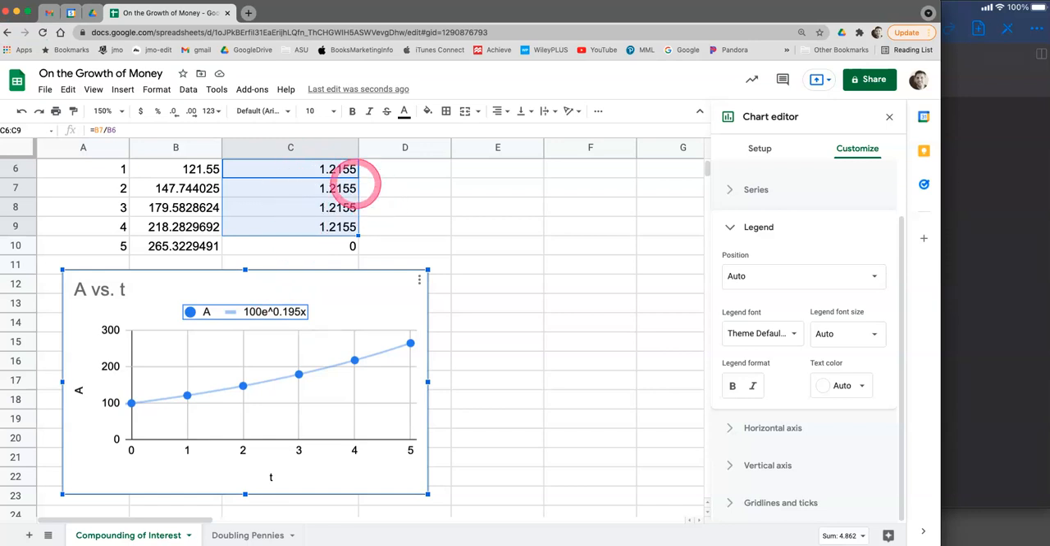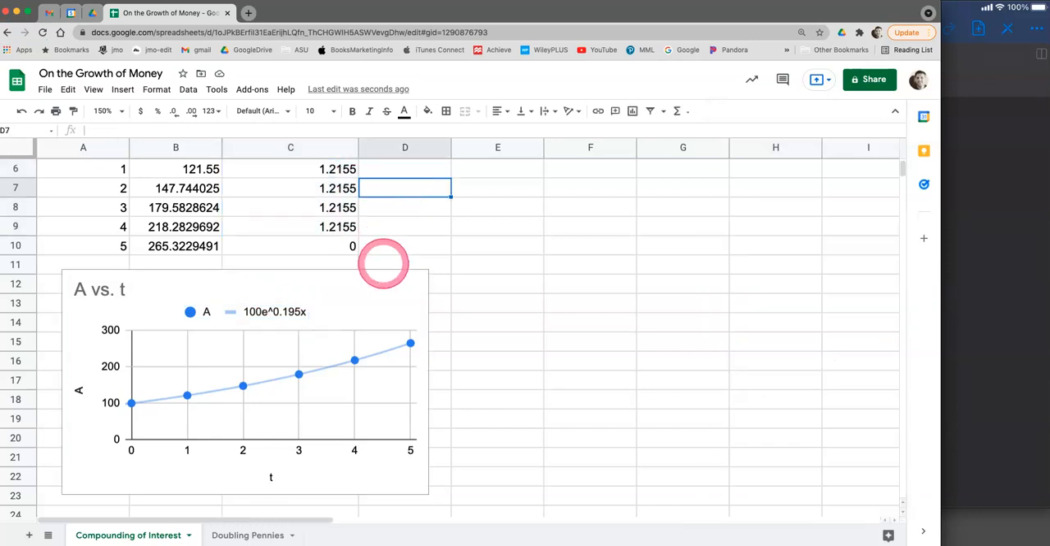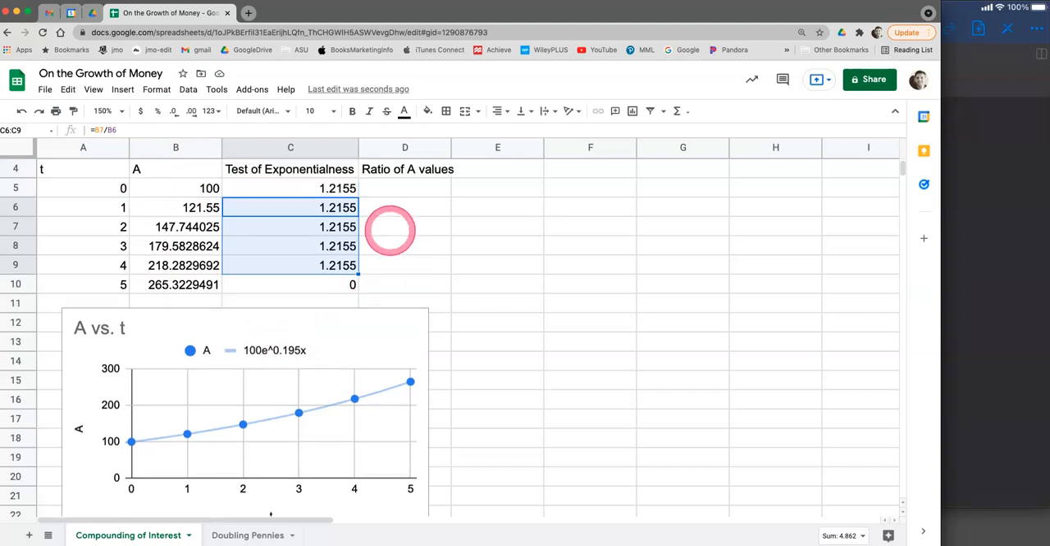In the next video, we'll show then how to find a formula. If the ratio is a constant, we'll show how to come up with this formula using our data values rather than using Google. But here is a formula for the test of exponentialness. We're looking for this constant ratio between any two consecutive data points. So ends this video.